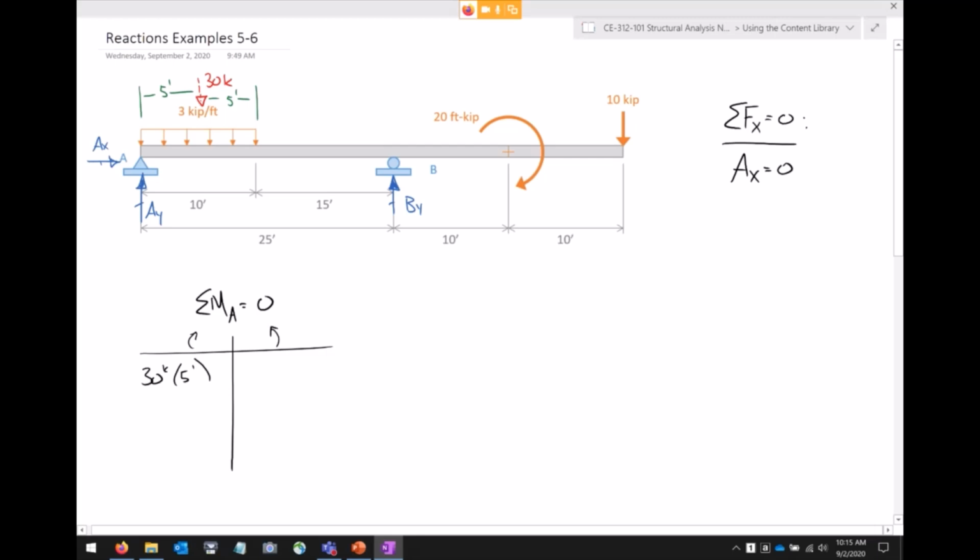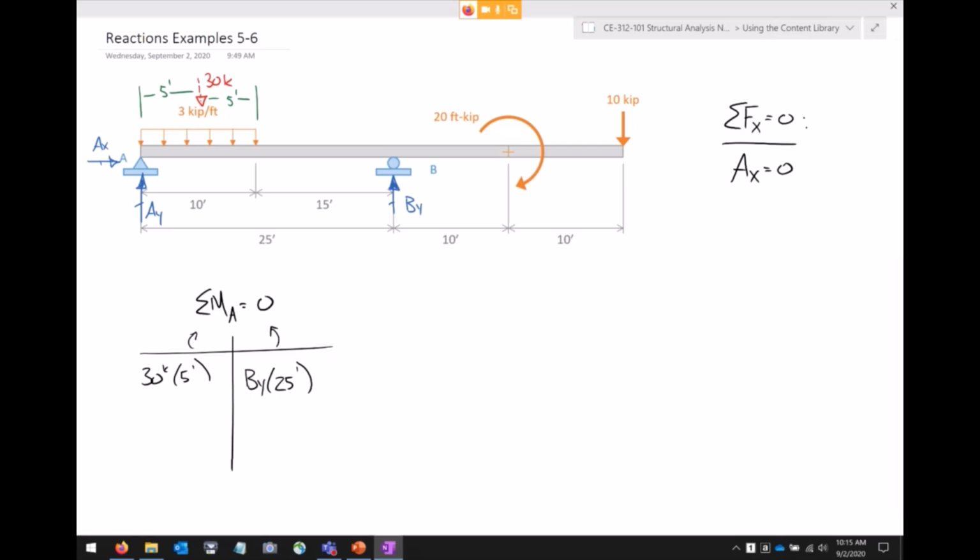Okay. What about the BY? Well, do we consider the BY? Does it contribute moment? Yes. Is it on the left side of the table or the right side of the table? It goes on the right side. And then we have a moment arm of 25 feet. So BY times 25 feet. Okay. So far, so good. That should be pretty rote.